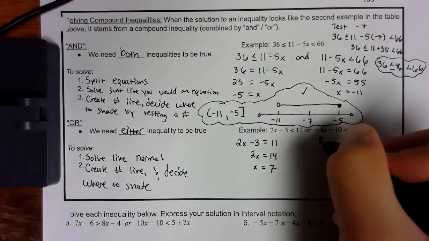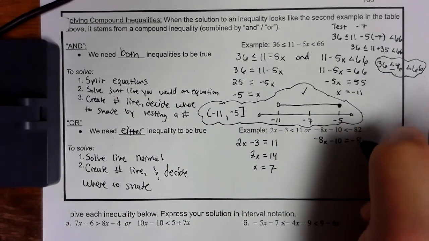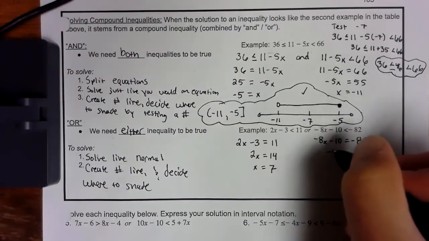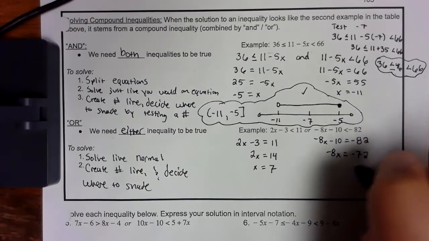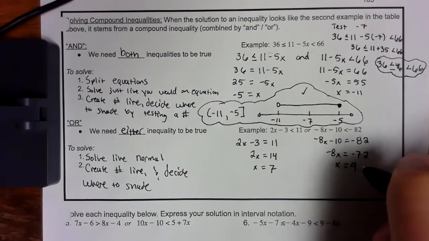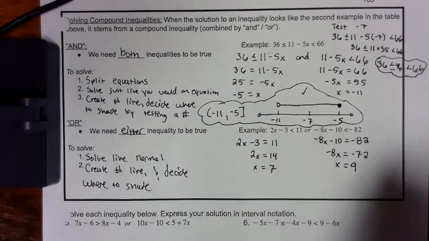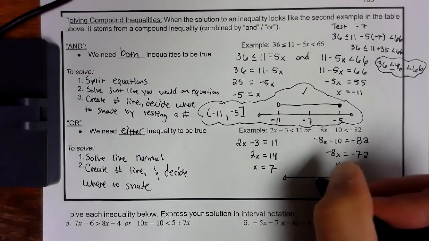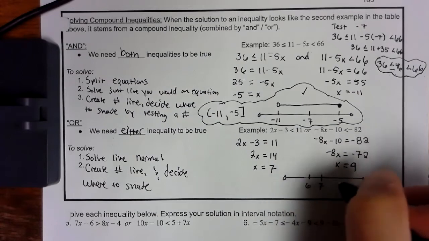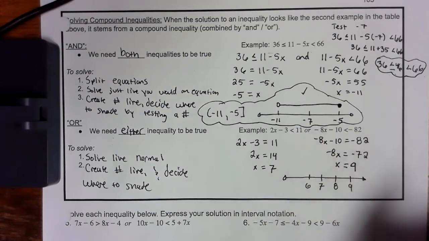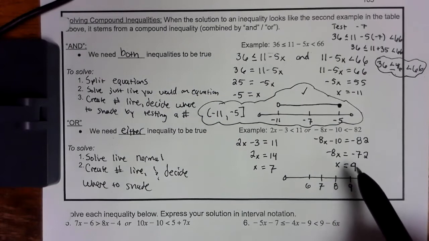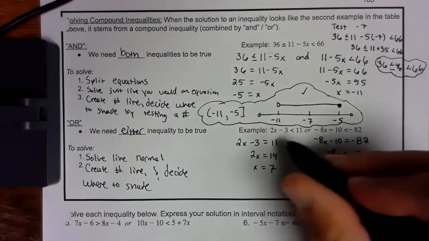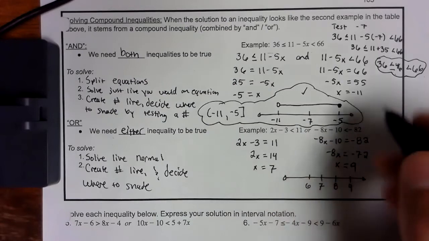Over on our other equation, I'm going to add 10. Then x equals 9. All right, so now we're going to go ahead and create our number line. So I have 6, 7, 8, and 9. Again, let's figure out if we want dashed, or excuse me, open or closed circles. I'd look at both of them, and they're both open because they're both either less than or greater than.